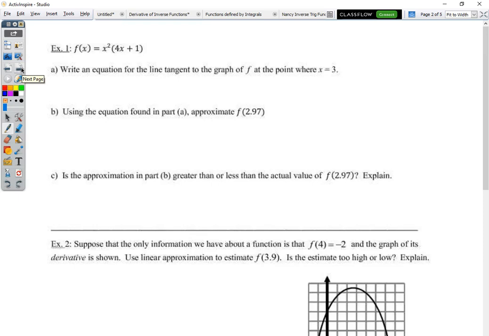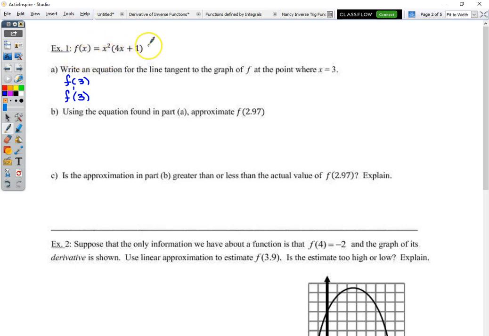In fact, let's go ahead and take a look at that now. So we have f of x is equal to x squared times 4x plus 1. And we want to write an equation for a tangent line to the graph of f at the point where x equals 3. So to do that, I need to find f of 3. And I need to find f prime of 3.